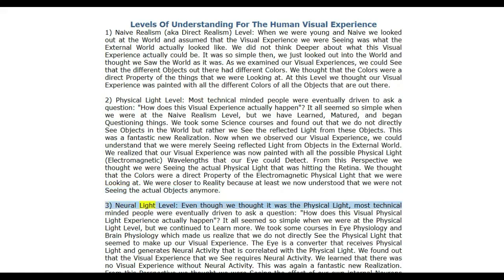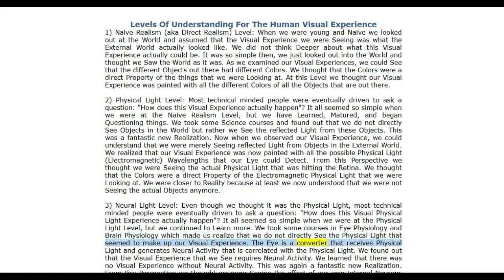3. Neural light level. Even though we thought it was the physical light, most technical-minded people were eventually driven to ask a question. How does this visual physical light experience actually happen? It all seemed so simple when we were at the physical light level, but we continued to learn more. We took some courses in eye physiology and brain physiology, which made us realize that we do not directly see the physical light that seemed to make up our visual experience.